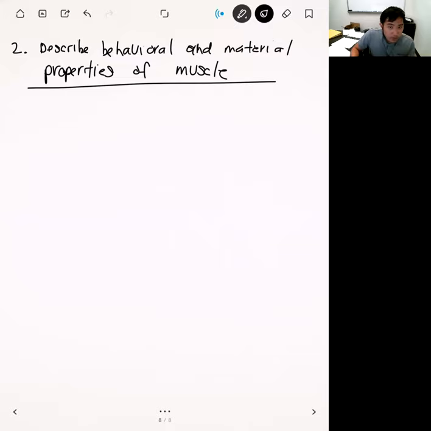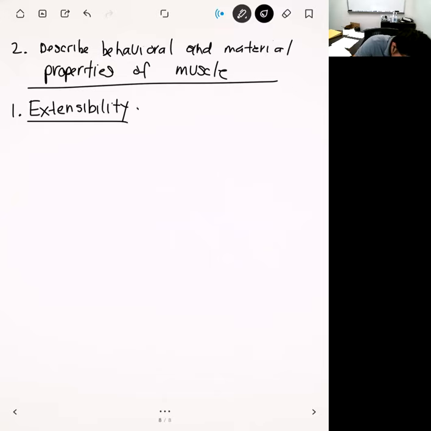And so there's, I would say, four behavioral properties that we went over in the class. Okay. And the first two go together. And so the first one is extensibility. Okay. And so extensibility refers to the ability for the muscle to stretch or increase in length.